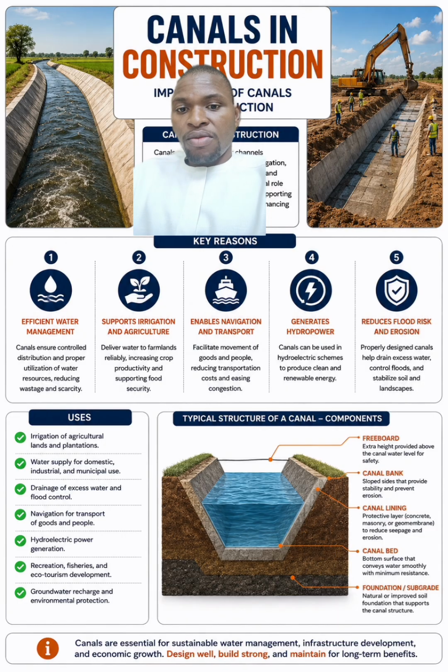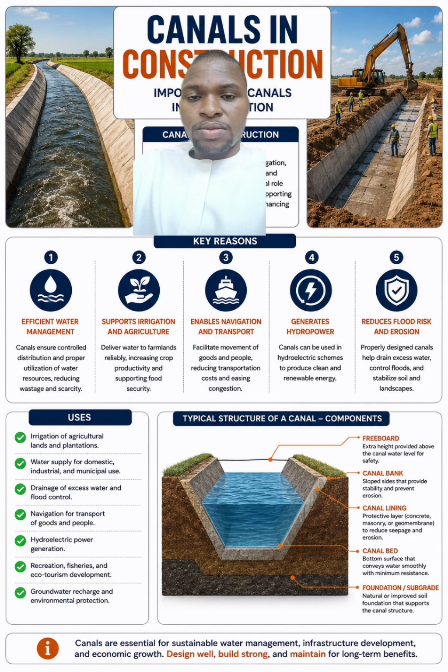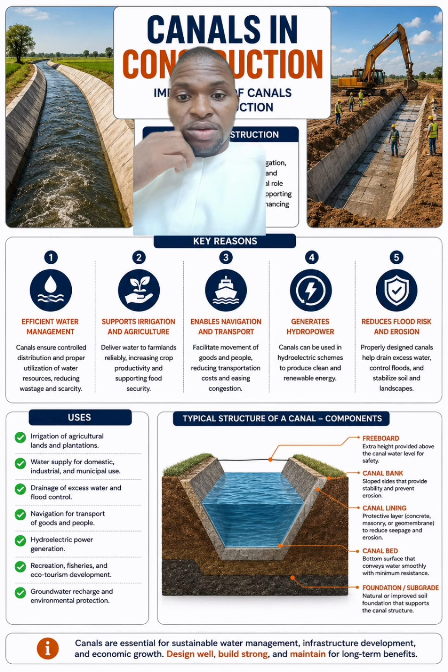So we'll be taking a look at the pictogram that depicts the parts of the canal, which shows the structure of a canal. So the first one is the freeboard. That is the extra height provided above the canal water level for safety. So that is the freeboard.